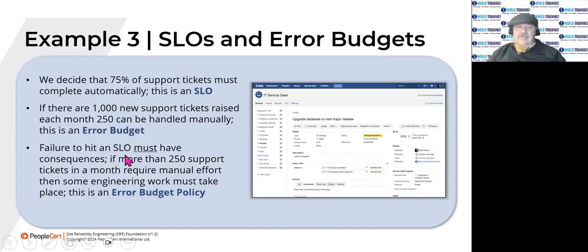If more than 250, or more than 25%, required manual work, then that's breaching your error budget, and that would cause the error budget policy to kick in. In this case, maybe the policy would say, well, we need to do some more engineering work, possibly collaborating with development to figure out how we can automate some more of those tickets, so that next month we get back on track. So that's another example of how SLOs and error budget policies work.